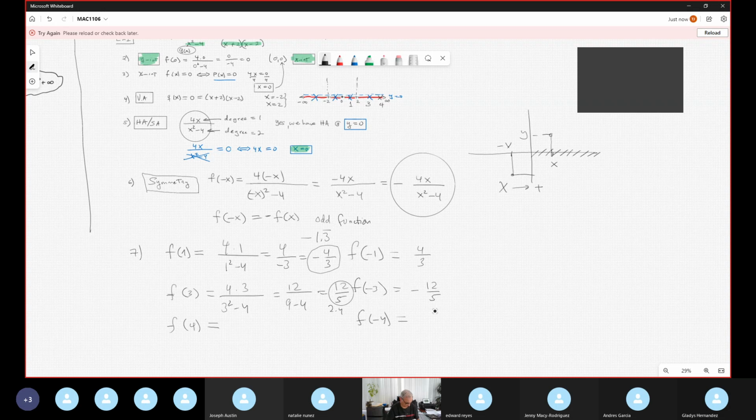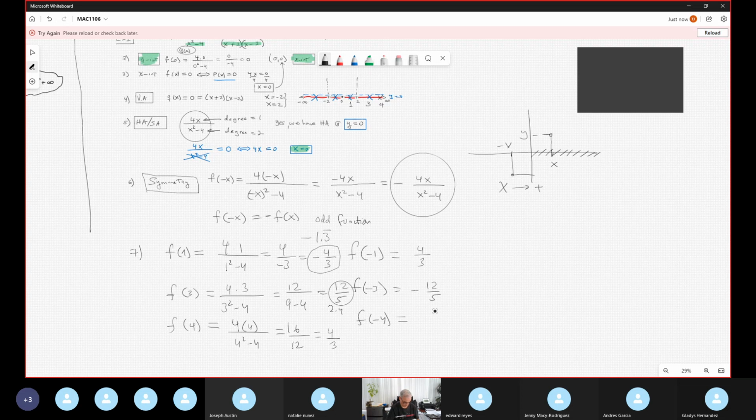And for 4, it's 4 times 4, because you replace x with 4, over 4 squared minus 4. 4 times 4 is 16. 16 minus 4 is 12. Reducing to lowest terms, it is 4 over 3. It's the same value but positive.